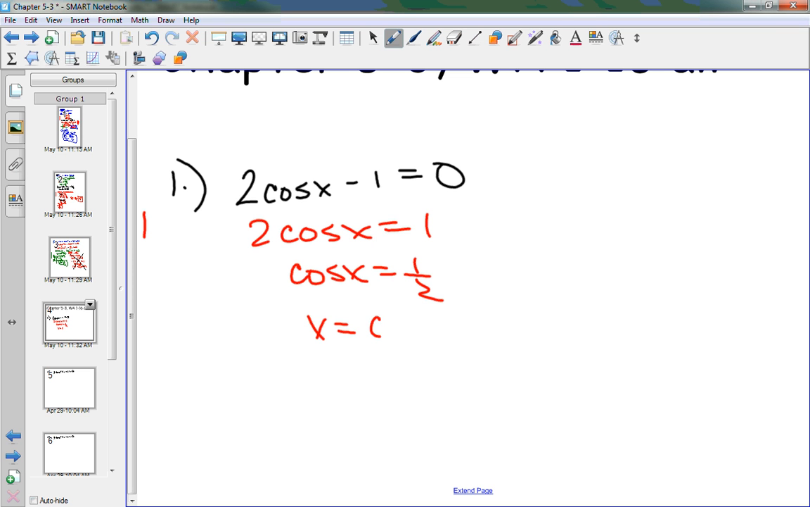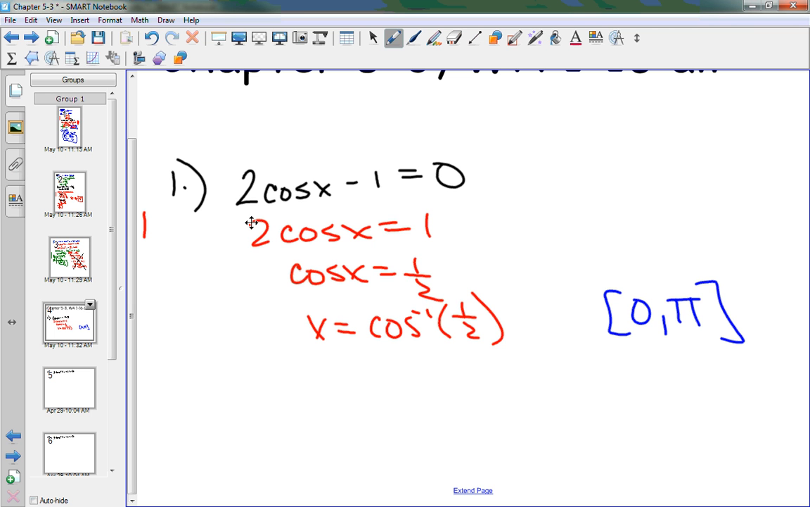x is equal to arc cosine of 1/2. Is 1/2 in my domain? -1 to 1. Is it? Yes. What's my range for cosine? Arc cosine, page 311. 0 to pi. So this says that my range is going to be from 0 to pi.